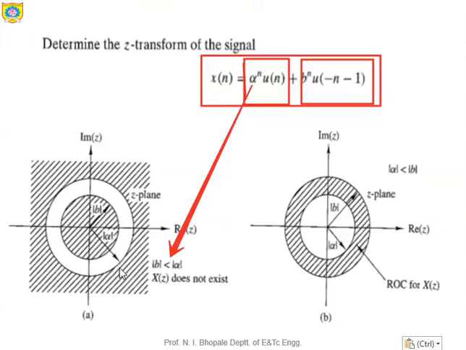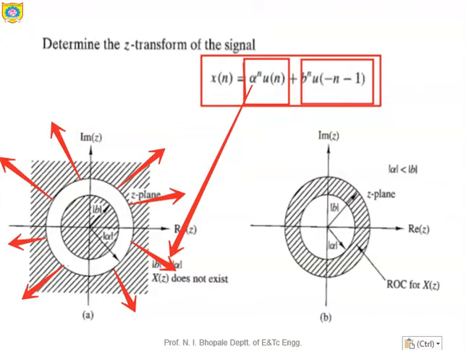Alpha is the value, the radius of the circle with the value of alpha, plotted here. Once it is plotted, the outer part is the ROC. So the ROC is the outer part of this particular circle. It is plotted like this because it is a right sided sequence.